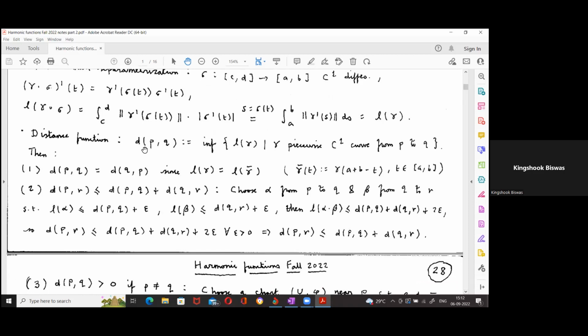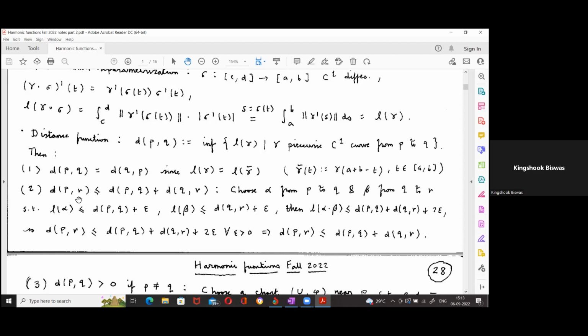Then we have to show that this is a metric. First of all, it's easy to see this is symmetric, because the length of gamma is just the same as the length of gamma bar, where gamma bar is the same curve traversed in the opposite direction, the same curve with the opposite orientation. So that will tell you that this function is symmetric. So d(p,q) is d(q,p). Then you want to check the triangle inequality.